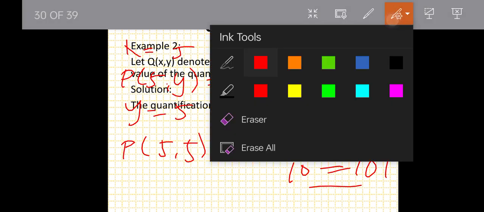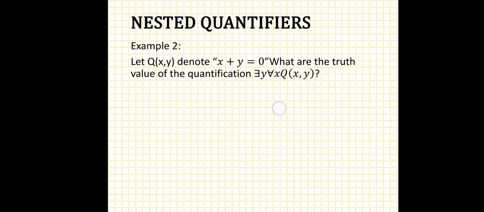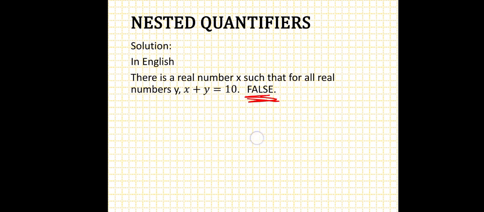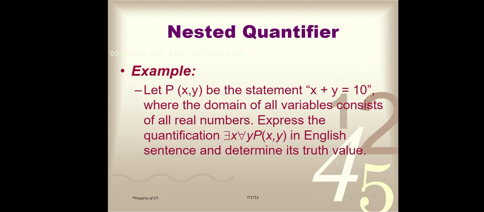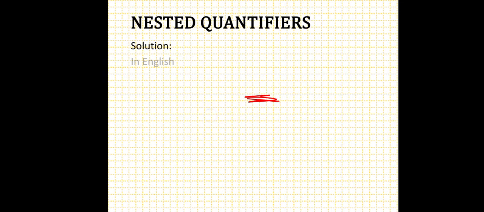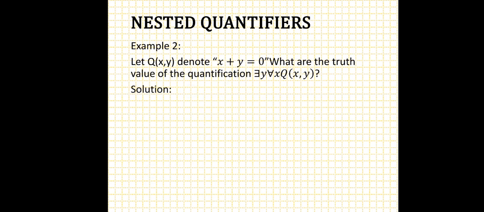I'm sorry na ano pa din ako eh. Okay. Let's have this example. Let Q x y denote x plus y is equal to 0. What are the truth value of the quantification? There exists y for all x. Okay? X, y. Okay, baliktad siya. Kanina, ano yun? There exists x for all y. Nag-interchange na sila, no? Dito sa ating problem is there exists y naman for all x.